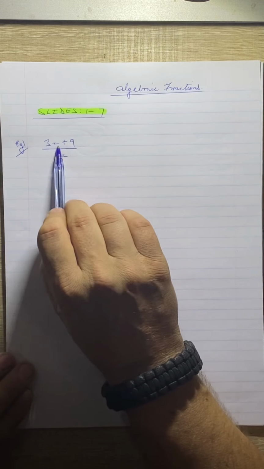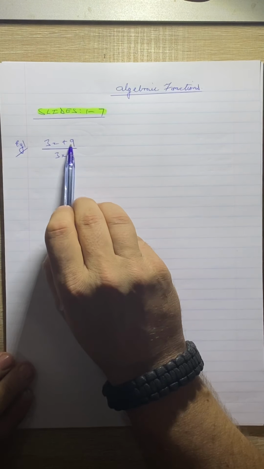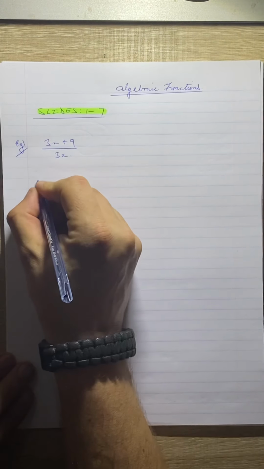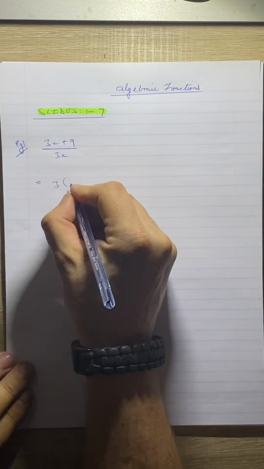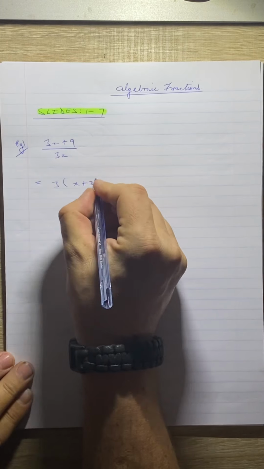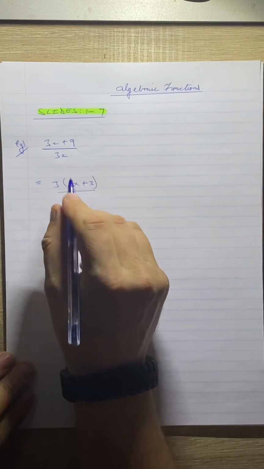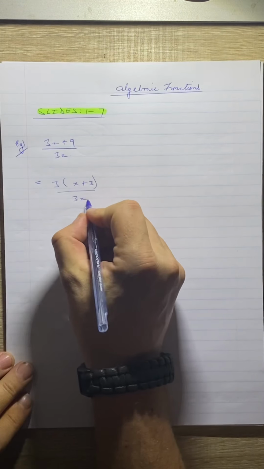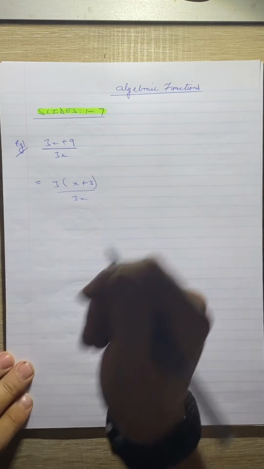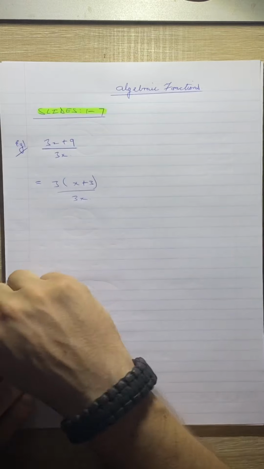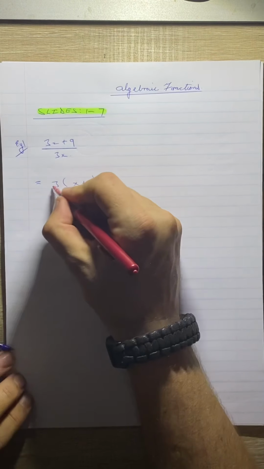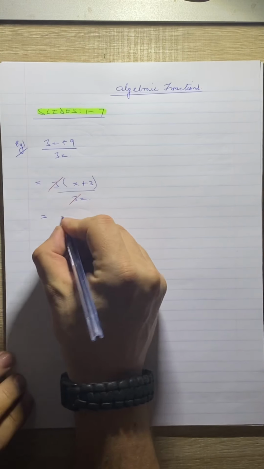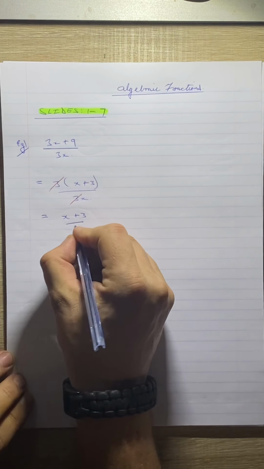So if I look at the numerator, we have 3x plus 9. So what can I do with that? There is a common factor of 3. So I'll take out that 3 and I'm left with x plus 3 over. If we look at the denominator, there's not much we can do. It's just 3x. Once you've done that, you're going to look for things that cancel. So in this case, the 3 will cancel with the 3, and you're left with x plus 3 over x.